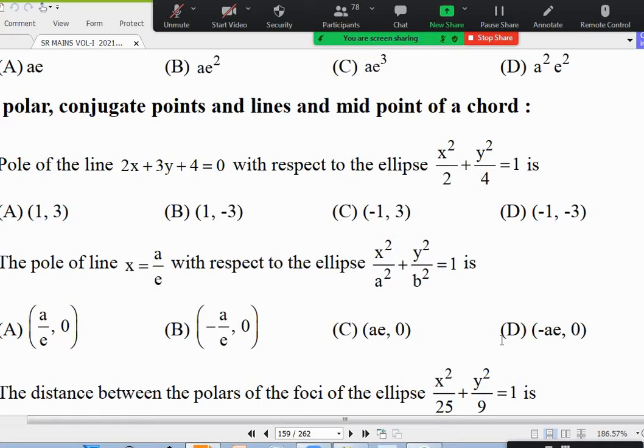Okay, 70. You can use directly minus a square L by n minus b square m by n. If you don't remember that, take the pole as x1, y1, find the polar and compare.